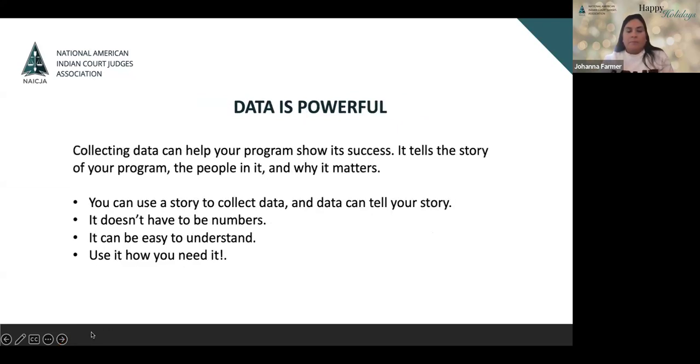Data is powerful. Fortunately or unfortunately, one of the things that's really important, especially when it comes to federal funding, is showing the success of what your program is. But more importantly, data tells the story of what your program is doing, the people in it, and why the work you're doing is so important. Like I said, it doesn't have to be numbers, it can be something easy to understand. And then we'll talk a little later about using your data to help strengthen things that are going on in your program or to explain to others what's going on in your program.